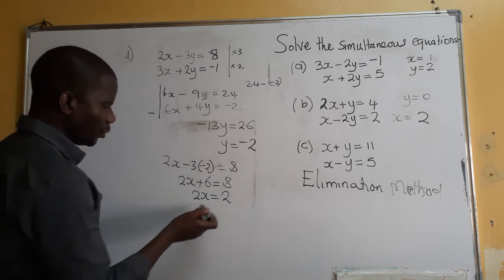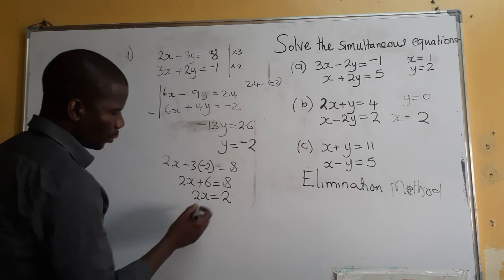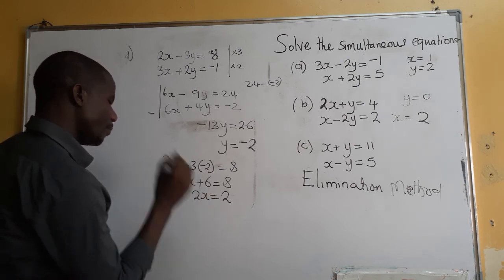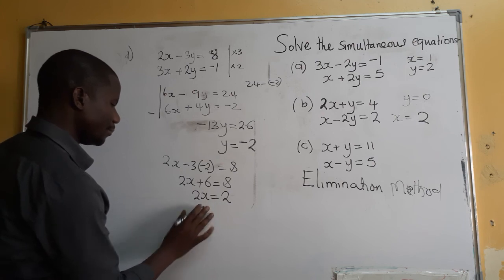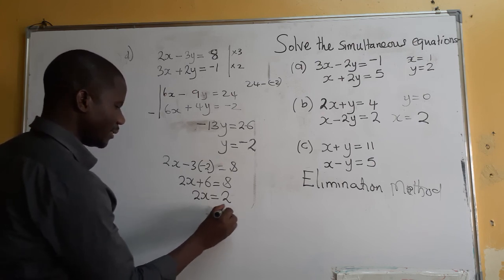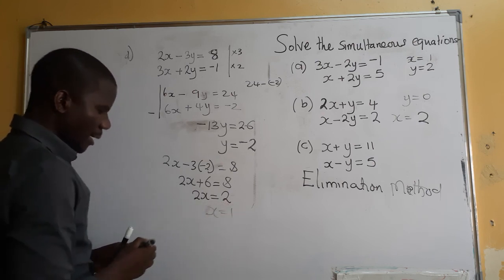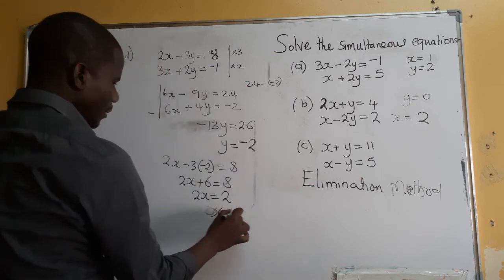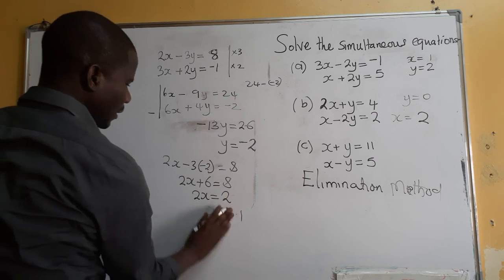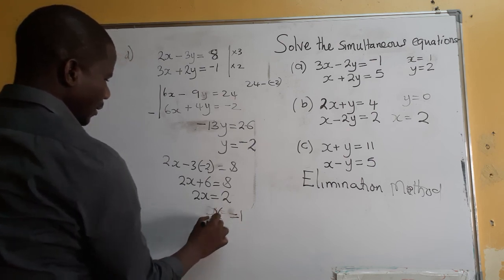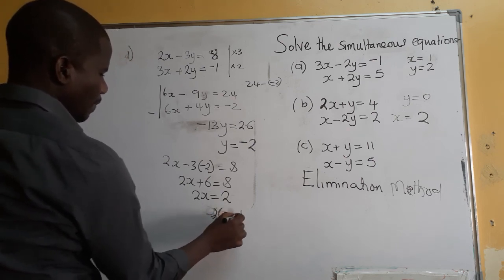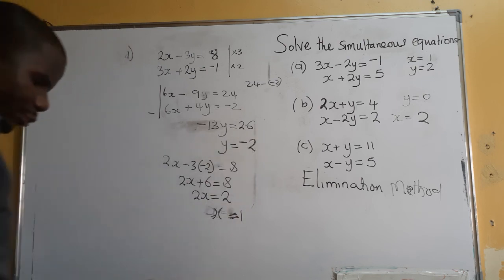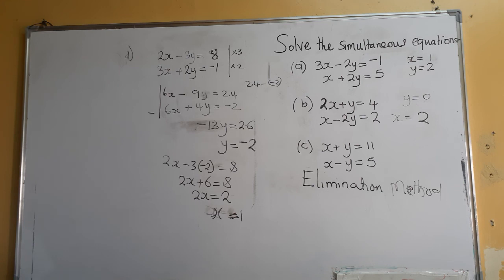And at this point, you divide both sides by 2. What do you get? You are going to get that x is equals to 1. Take note of that. X is equals to 1. Y is equals to negative 2. Those are the questions that we're supposed to solve.